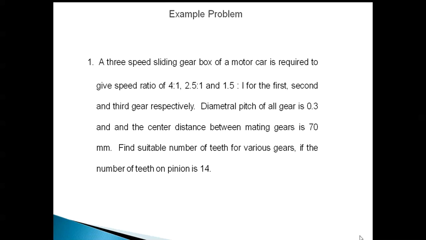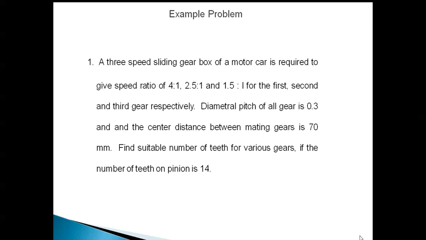Here it is a 3-speed sliding gearbox. In this we have first gear, second gear, third gear and top gear is also there. Top gear is nothing but 1 to 1. There is no reduction of speed. When the clutch is in contact with the driving shaft, the power transmission takes place directly, 1 to 1, without any reduction, without any gear train. To get the speed reductions, to get the different speeds, we use the sliding gearbox.